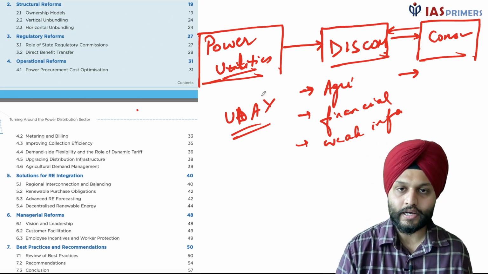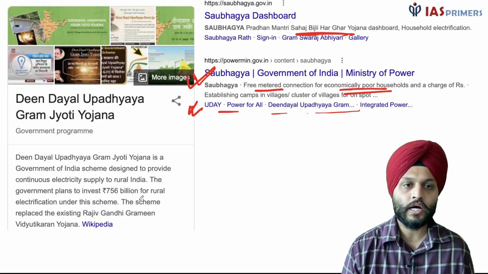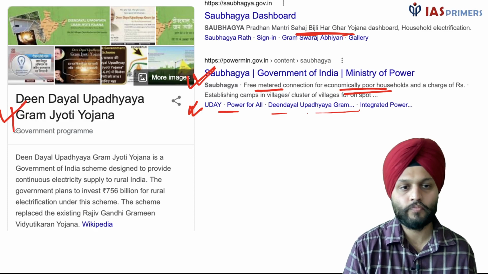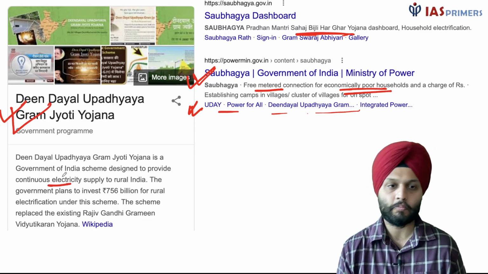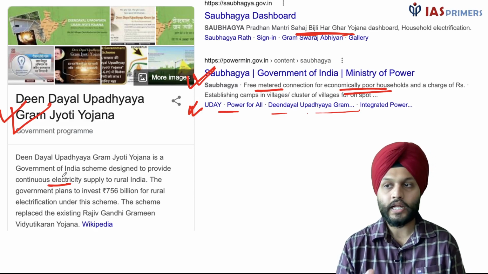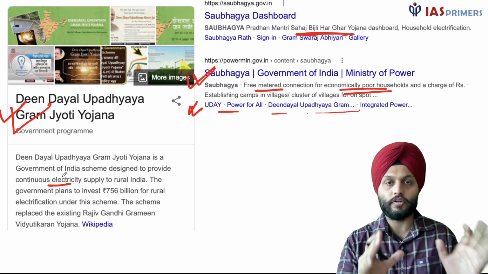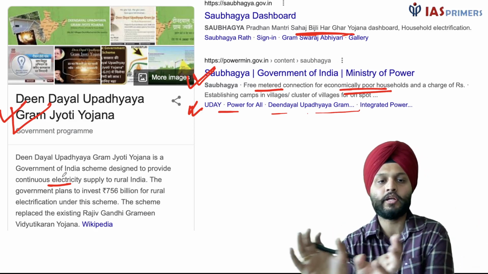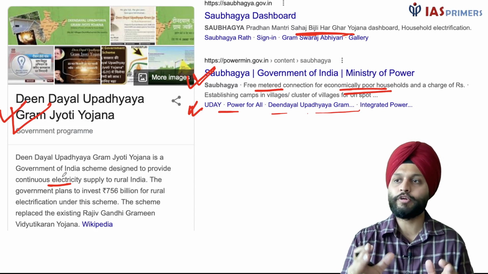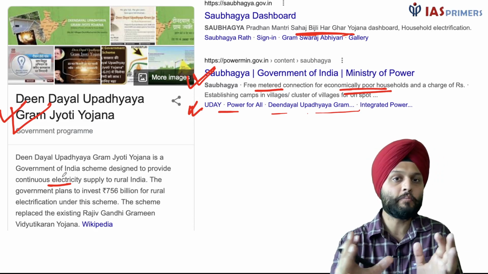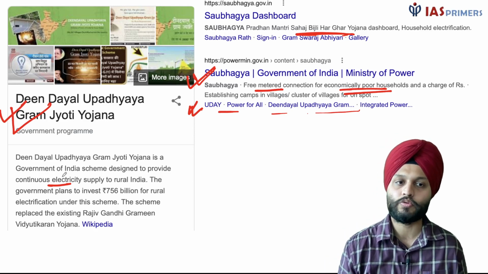Now with reference to the agri sector, we have two schemes. One scheme is Deen Dayal Upadhyay Gram Jyoti Yojana, where it is trying to ensure continuous electricity supply to rural India. And it is saying that we need to have separate feeders for rural and urban. So there will be greater accountability with reference to electricity. Now, which of the following provides for separate feeders for electricity? It comes under the Deen Dayal Upadhyay Gram Jyoti Yojana.